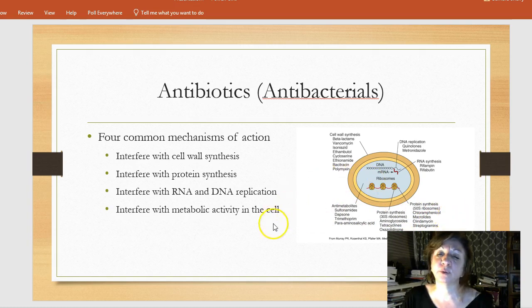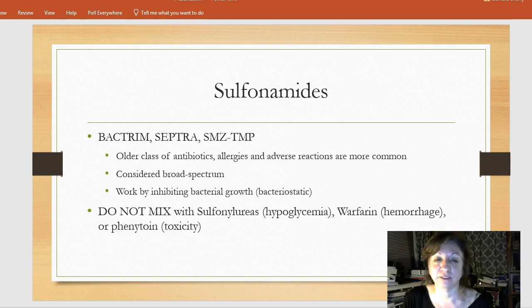So they all work on different parts of the actual organism cell, and so some of them work better for certain types of microorganisms. Again, if they're gram-positive, they're gram-negative. I'm not going to get into all of that because you guys can certainly go review that in your micro books. Sulfonamides, Bactrim and Septra, these are other names.